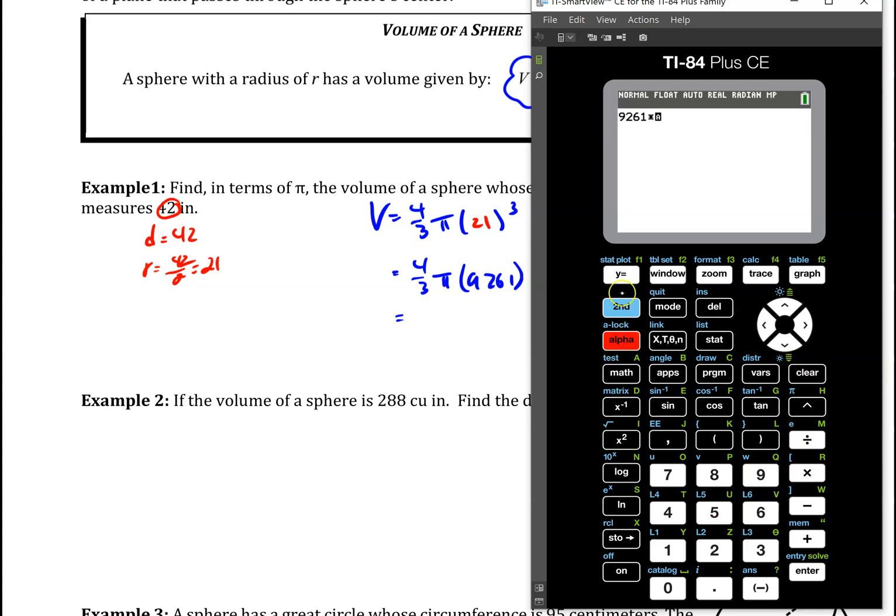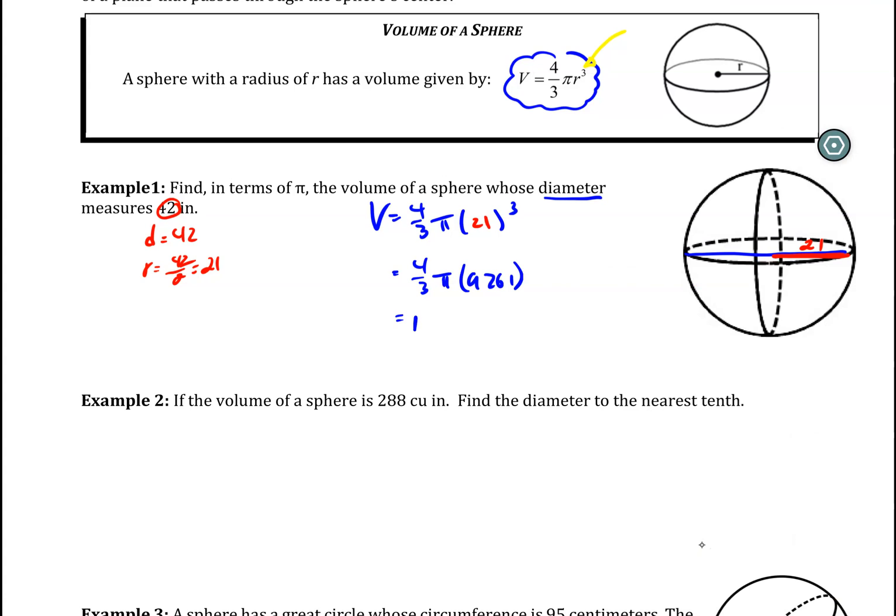Now I recommend using the fraction bar to keep the 4/3. This way you don't have to worry about parentheses or anything, right? Which is there. So I get 12,348 pi, right? And it does say in terms of pi, so we are actually done there. Just don't let me forget my units, which is inches cubed.